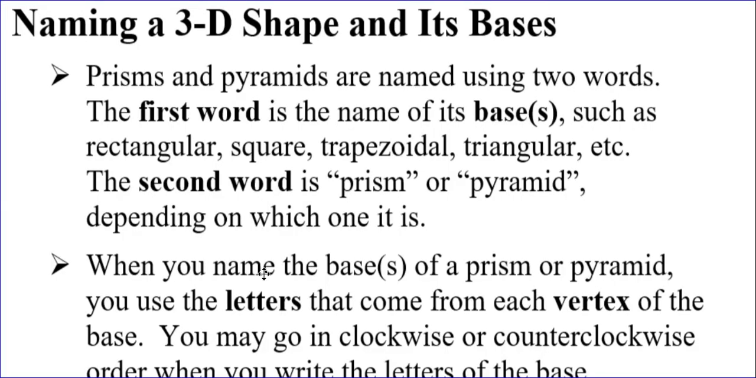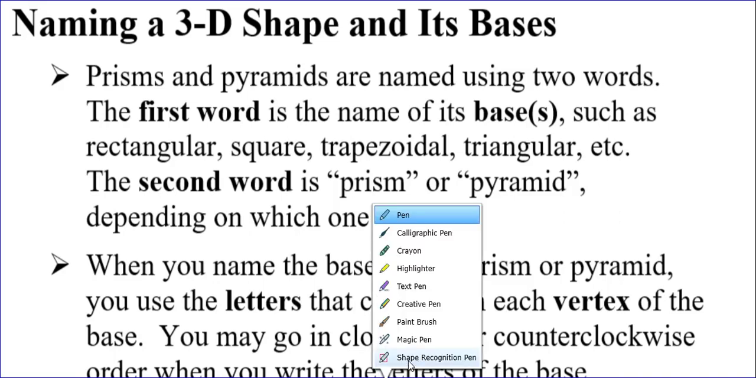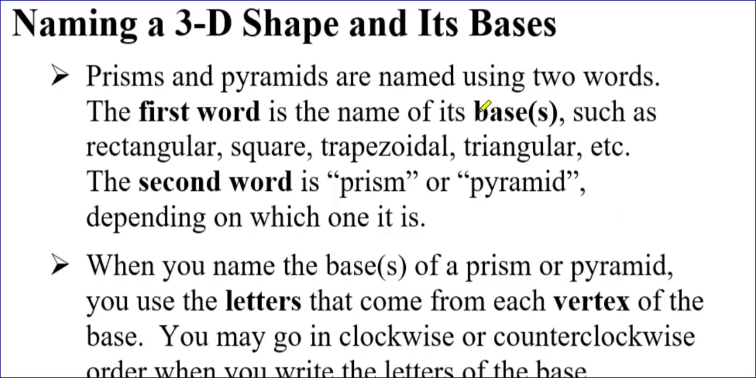Now, some tips on naming a 3D shape and its bases. Prisms and pyramids are named using 2 words. The first word is always going to refer to the base, or bases. That first word could be things like rectangular if the bases are rectangles, or square if the bases are squares, or trapezoidal if the bases are trapezoids, or triangular if the bases are triangles. The second word is always going to be the word prism or pyramid. Again, if we're talking about a prism or a pyramid.